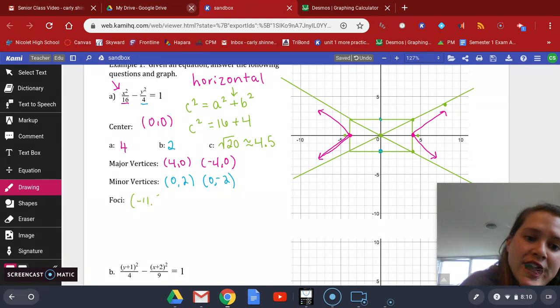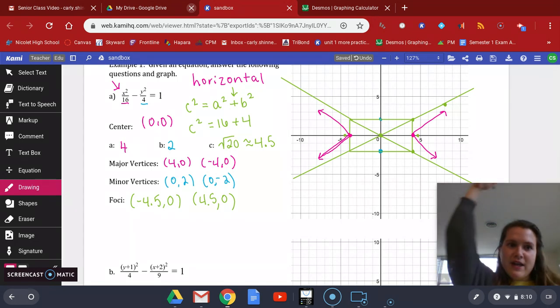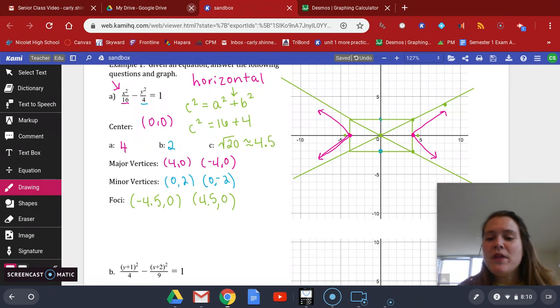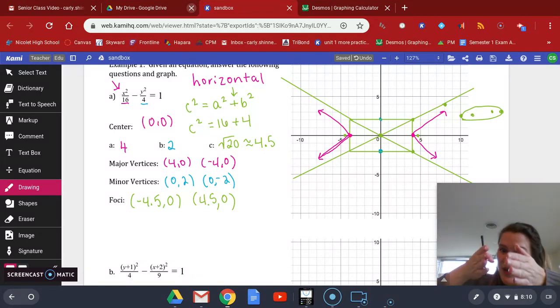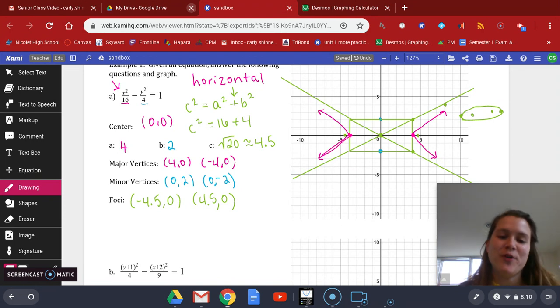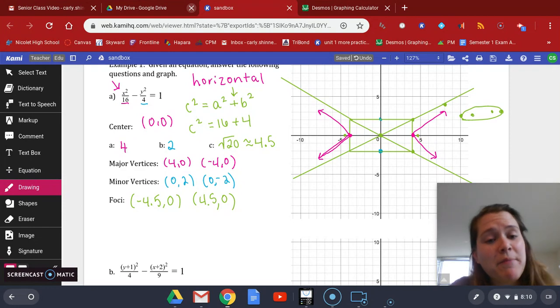So notice my foci are outside of those major vertices, right? So I kind of think of my hyperbola branches, and then the foci is within the branch, okay? You can compare that to an ellipse, where if this was my ellipse, these are my major endpoints, my major vertices. The foci are in between the major endpoints, where for hyperbolas, the foci are on the outside. So just some interesting patterns to keep looking for. But that's the gist of hyperbolas, guys.